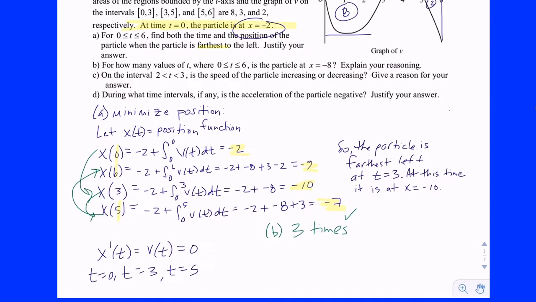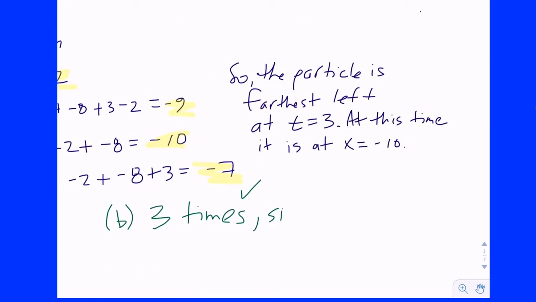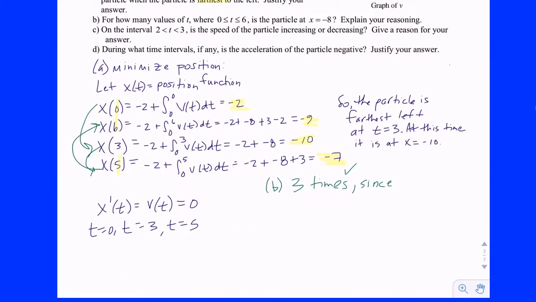And now what? It says explain your reasoning. Since it was at negative 8 3 times on that interval... no, that's not enough. This one you had to talk about the IVT, the Intermediate Value Theorem. You can invoke the IVT, and that adds a little bit of credence to your argument. Now, if you do the IVT, you're going to have to set it up on three different intervals, which could be a little bit of explaining.